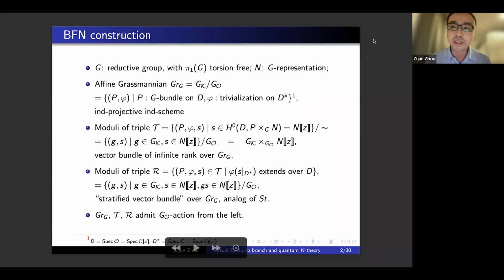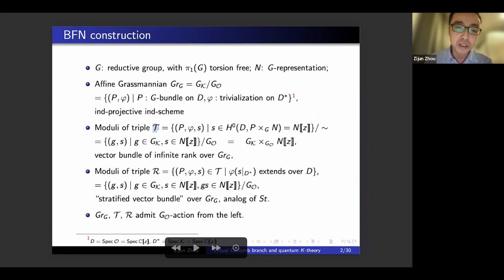So let's take a reductive group G, and for simplicity, we assume its pi1 is torsion-free, and we have a G representation N. BFN's construction starts with the affine Grassmannian, which is the moduli space of principal G bundles on the formal disk and trivialization on the punctured disk. And the central objects of BFN's construction are these two moduli spaces of triples, and one is called T and one is called R.